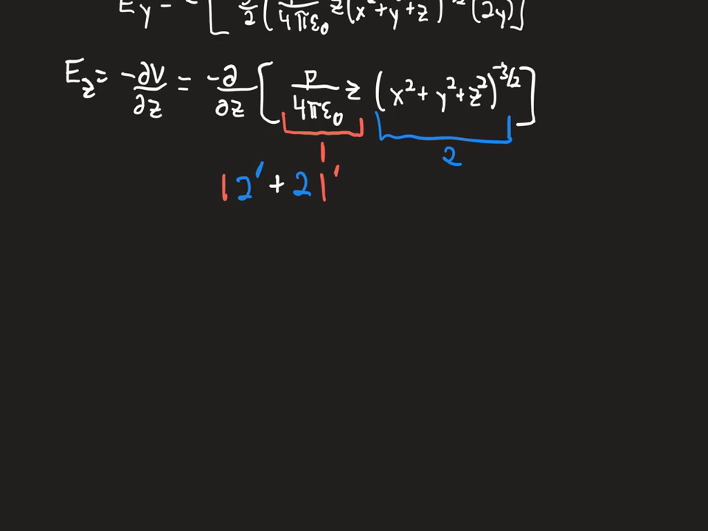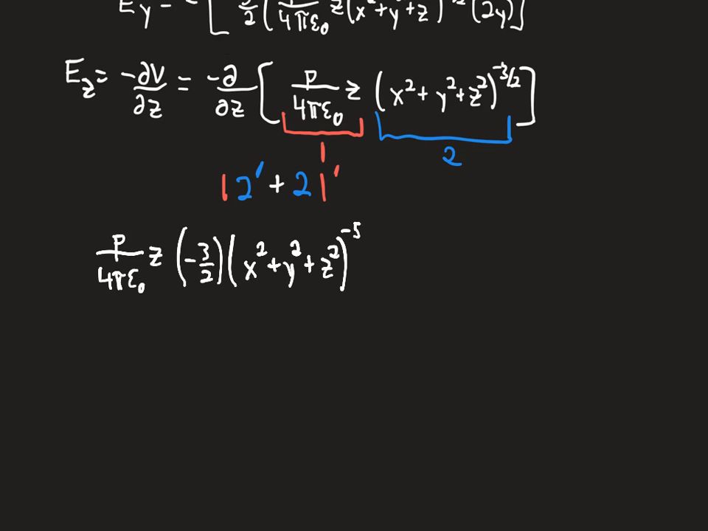So let's go through and do the algorithm. What is the first variable? First element. P over 4 pi epsilon naught z? Sure. And then I need to take the derivative of the second piece, that whole second half. How do I take the derivative of this whole second half? Take the negative 3/2 down up front. So I've got negative 3/2. Write down everything that was just inside of that parentheses: x squared plus y squared plus z squared.